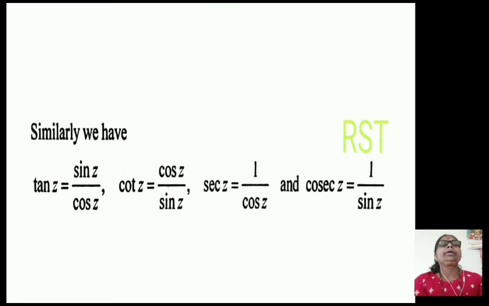Similarly, we can define tan z. Tan z equal to sin z upon cos z, and after substituting the results of sin z and cos z, we will get the formula for tan z. Similarly, we can define cot z which is equal to cos z upon sin z. Sec z equal to 1 upon cos z and cosec z equal to 1 upon sin z. By substituting results of sin and cos, we will get these results.